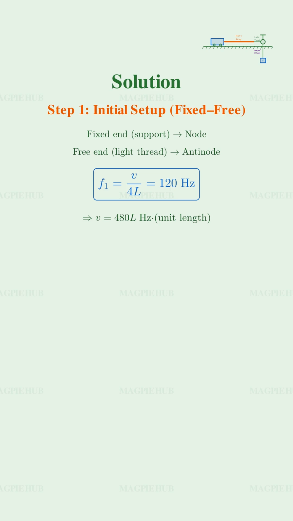The other end meets the light thread. Since the thread has negligible mass, this acts as a free end, an antinode. For a fixed free string, the fundamental frequency is V over 4L. We are told this equals 120 Hz.